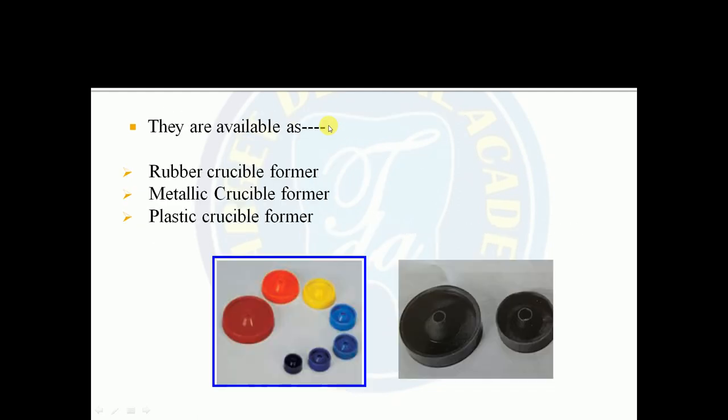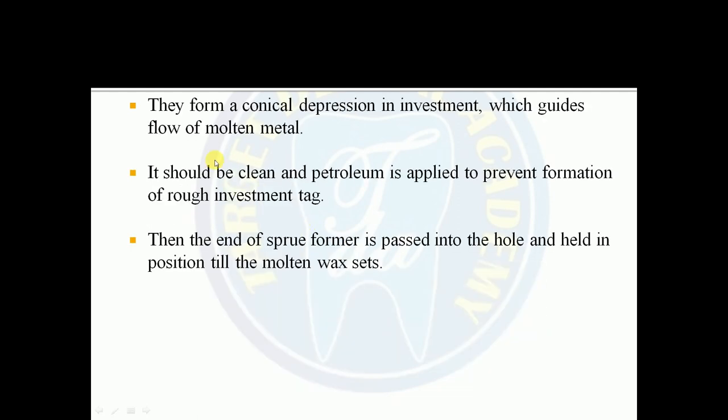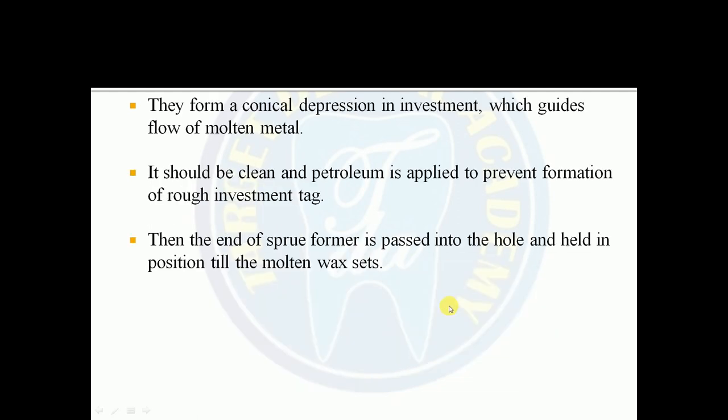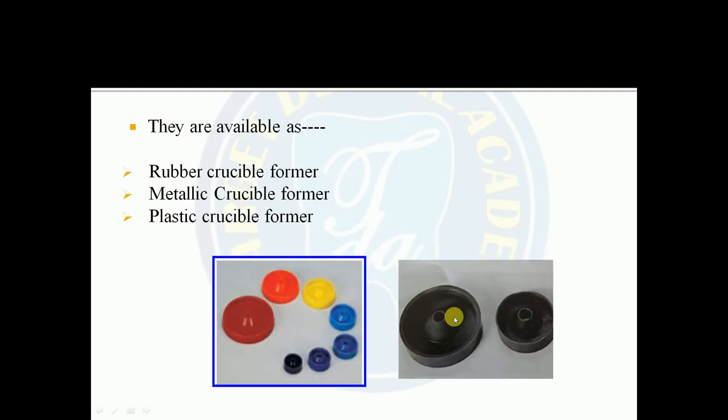These crucible formers are available in various forms: the rubber crucible former, the metal crucible former, or the plastic crucible former. They form a conical depression in the investment, which guides the flow of molten metal. It should be clean, and petroleum jelly is applied to prevent the formation of a rough investment surface. Then the end of the sprue former is passed into the hole and held in position till the molten wax sets.